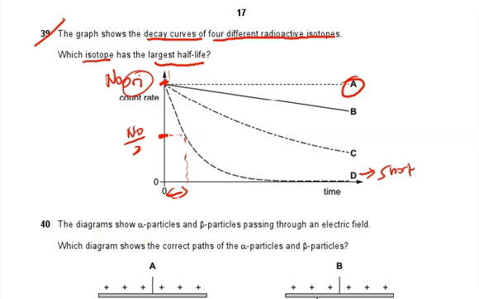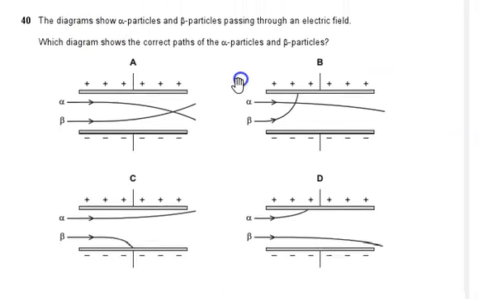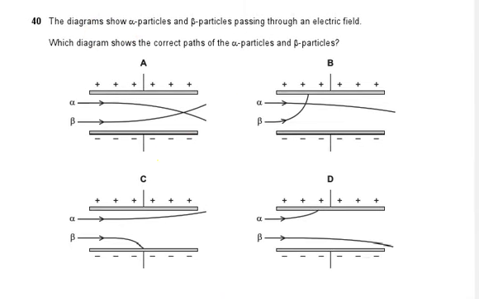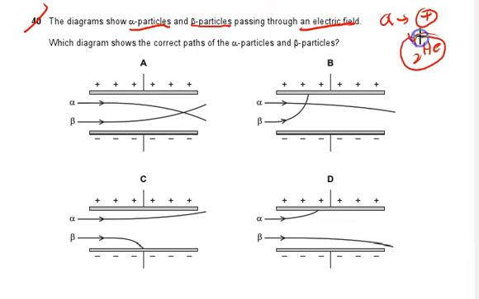Okay, now we go to number 40. The diagram shows an alpha particle and a beta particle passing through an electric field. So just remember this. Alpha is positively charged. Alpha is 4,2 helium, so it is positively charged and will be attracted to the negative plate. Beta is an electron, so it has a negative charge. It will be attracted to the positive plate.